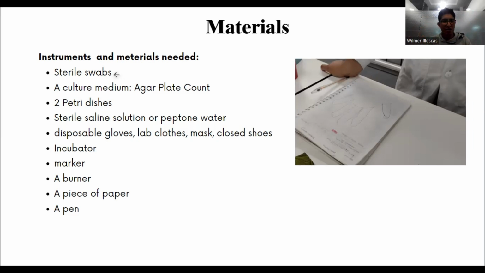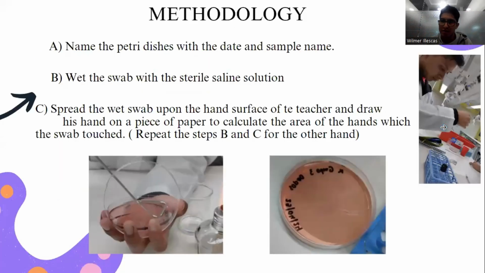And do not forget a piece of paper and a pen, because it's going to be important to draw the area that we're going to get a sample from. So the methodology is very simple. I'm going to imagine that I'm doing the test again. So imagine that this is the swab.